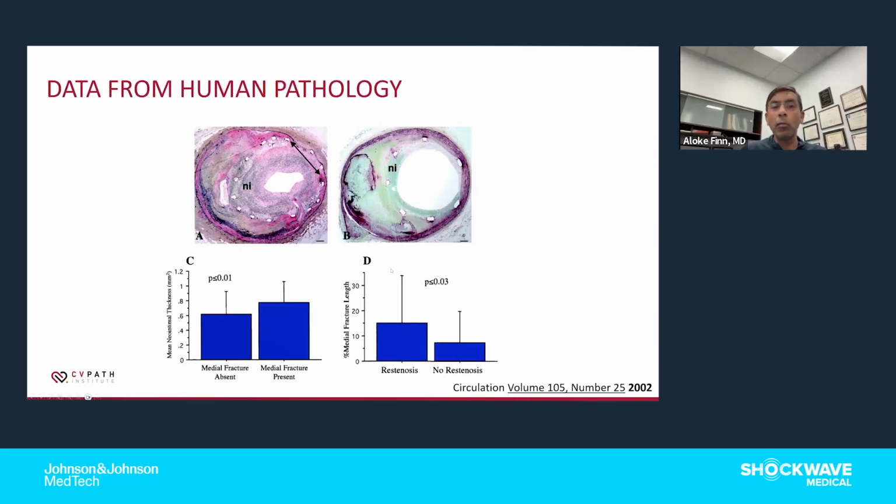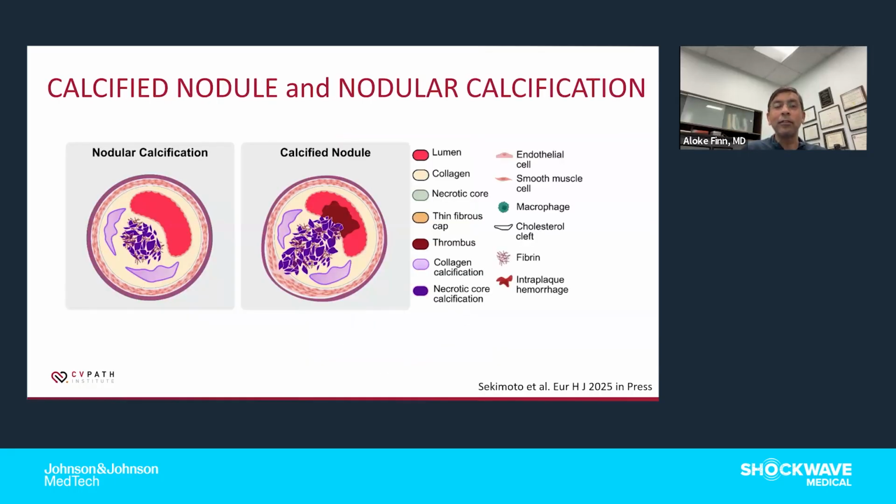Okay, and this is data from human pathology, older papers, basically just showing you from old human studies that where medial injury or fracture is present, there is significantly more neointimal thickness in human cases, and there's significantly more chance of restenosis. I think this even applies in the era of drug-eluting stents.